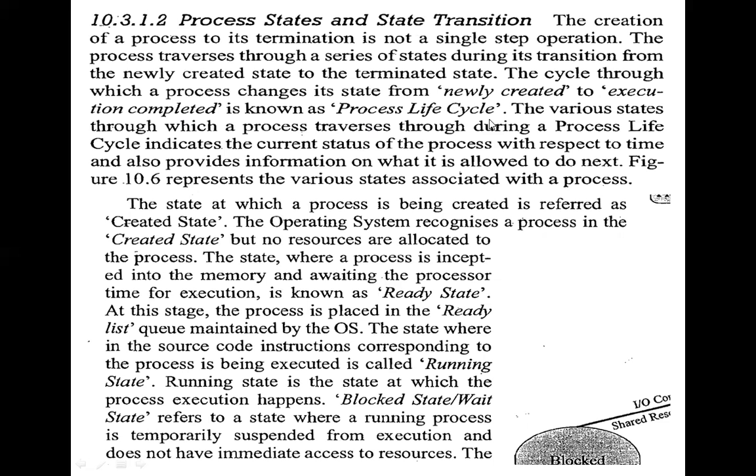The various states through which a process traverses during a process life cycle indicate the current status of the process with respect to time and also provide information on what it is allowed to do next. The figure represents the various states associated with the process.